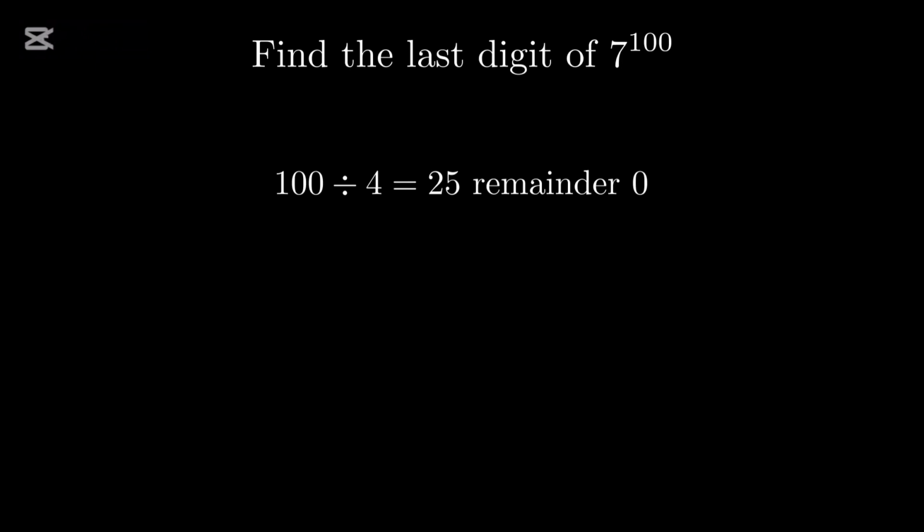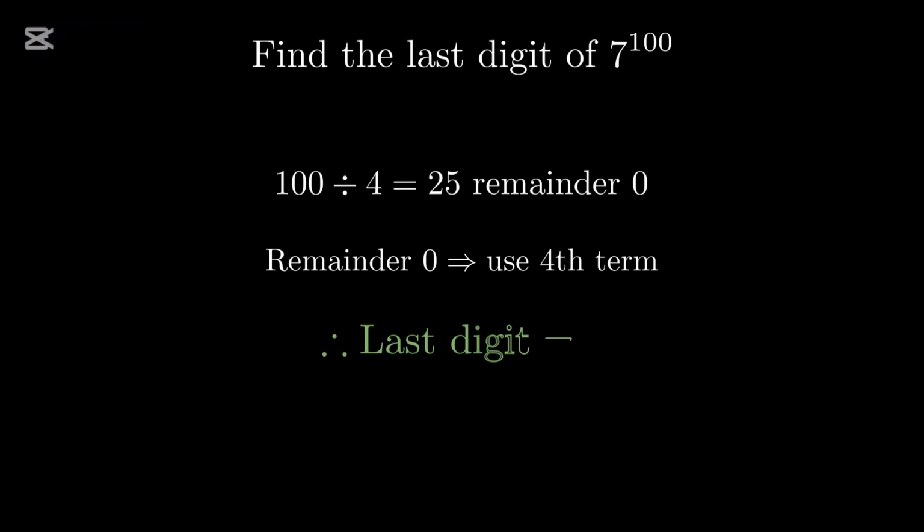That means for the last digit, we said if it is the last two digits, that is congruent mod 100. Do you understand? But the power here is 100, so you divide 100 by the cycle length, and we get 25. Okay, then remainder 0. So the remainder 0 means using the fourth term, and therefore the last digit will be 1. Do you understand? The last digit will be 1. So that is the answer to the question.